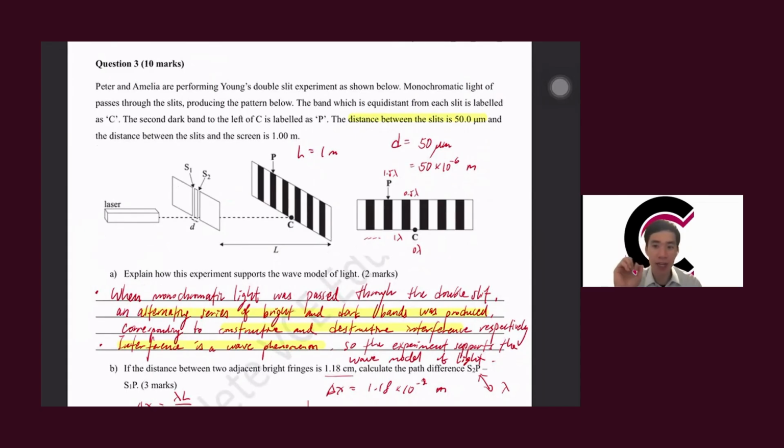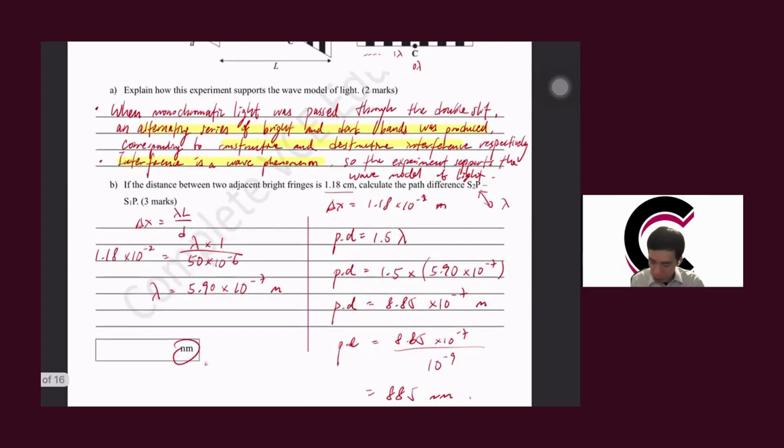The color of the band may change. Is it bright or is it dark? It could be different interference type. It could be constructive or destructive. But then the only thing that remains the same would be the path difference, right? So PD is still 885 nanometers.